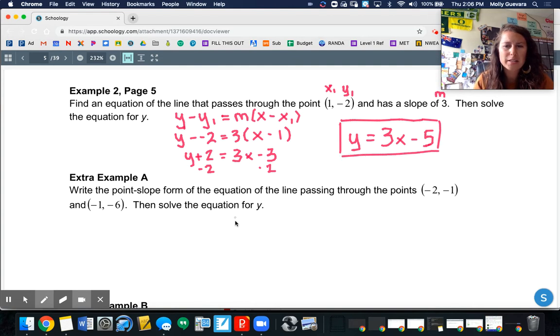So I want you to try this extra example. Excuse me, go ahead and hit pause on the video. Give it a shot, and then whenever you feel ready, you can come back and check your work.